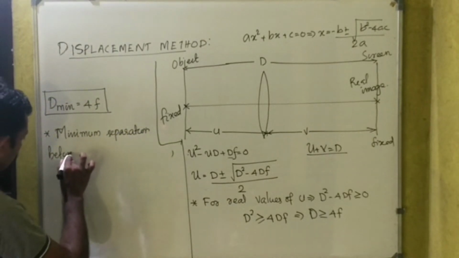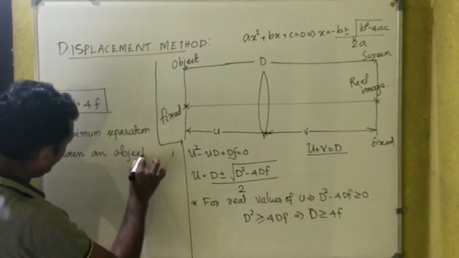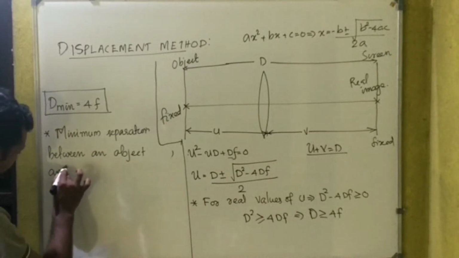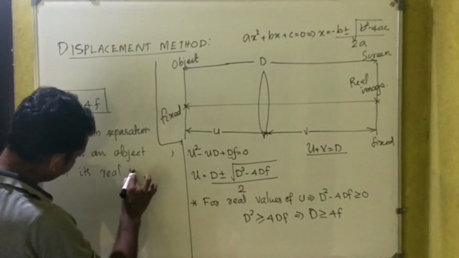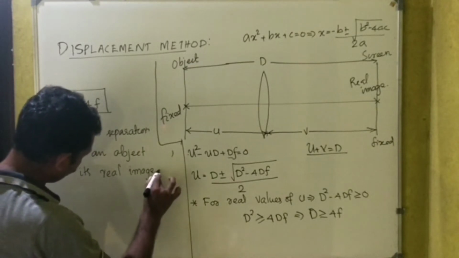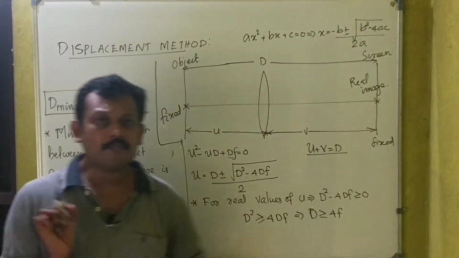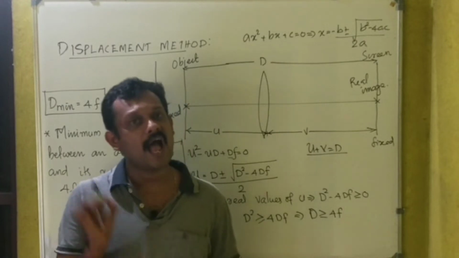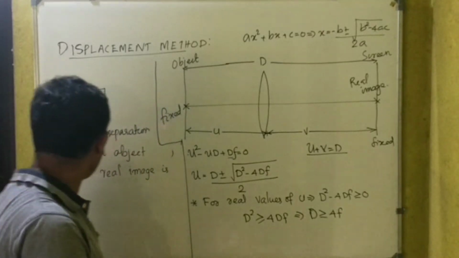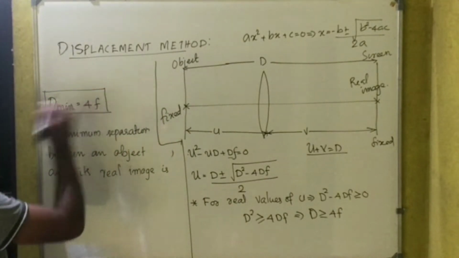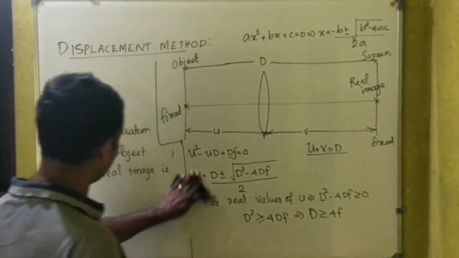between an object and its real image for a lens of focal length f is 4f. So understand that is very important. That is what is given by this expression. This can also be said in another way.